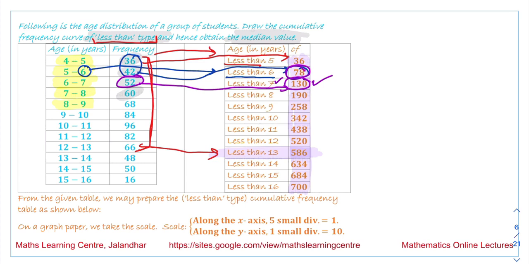Now to prepare the table of less than type, on the x-axis we take 5 small divisions equal to 1, and along the y-axis we take 1 small division equal to 10. Why? Because on the x-axis we are marking these values 1, 2, 3, 4, 5, 6 up to 16. On the y-axis we are going to mark the frequencies.